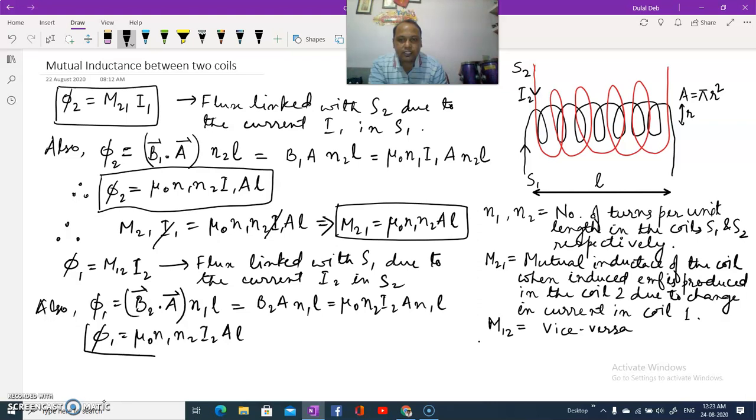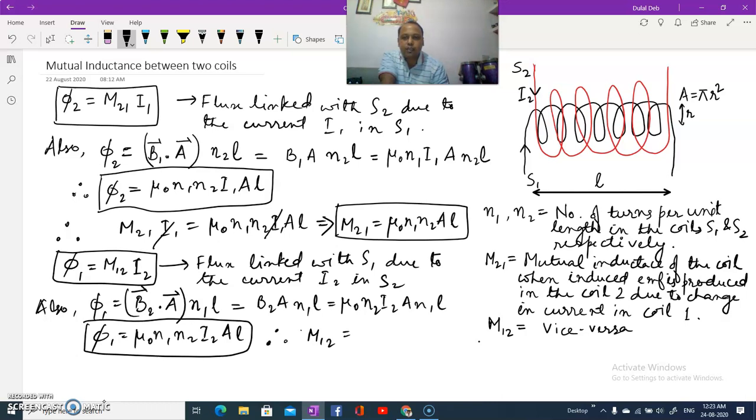So we have a relation here for phi 1, the flux linked with the coil S1, and we have a relation here also. When we compare them, the I2 terms cancel out and the value of M12 will be given by mu naught N1 N2 A L. You can see and you can compare the two values.